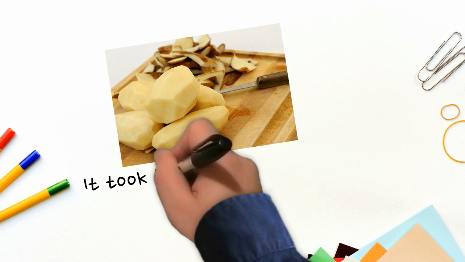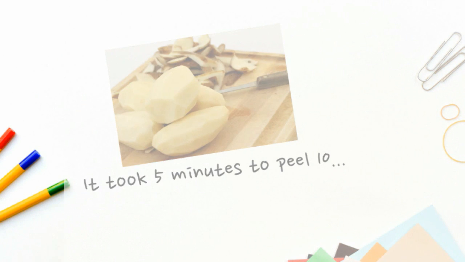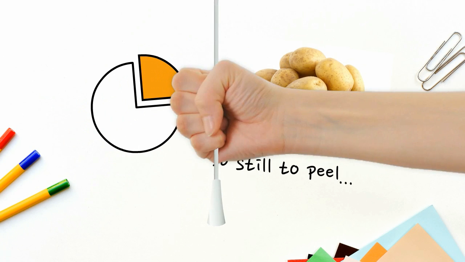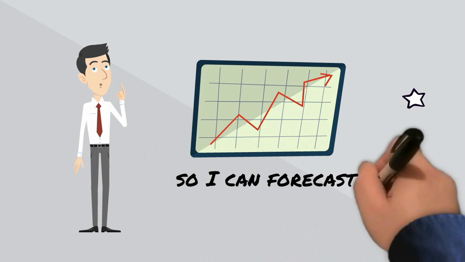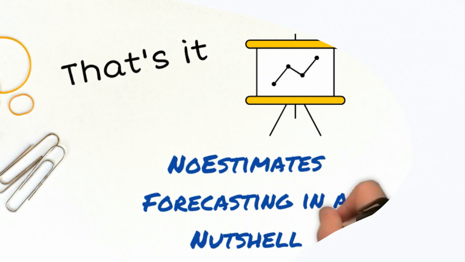If I count how many potatoes I have peeled in the last 5 minutes, which is 10, and I count how many I've still got left to do, which is 30, with that information I can quickly and easily calculate a remaining forecast of just 15 minutes. And that's it. NoEstimates forecasting in a nutshell. It really is just as simple as that.